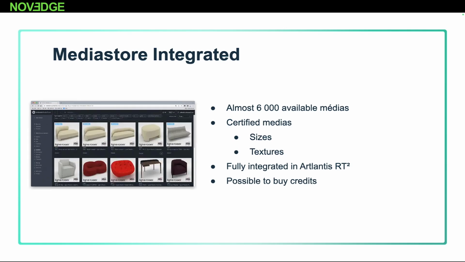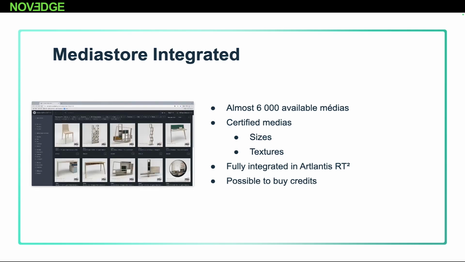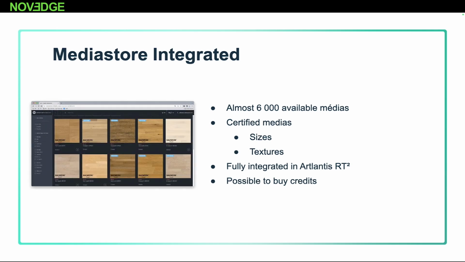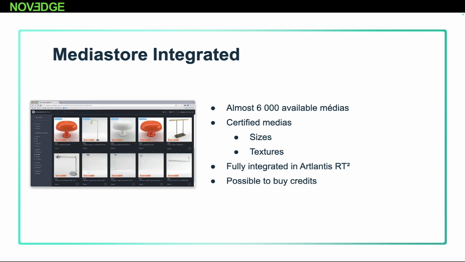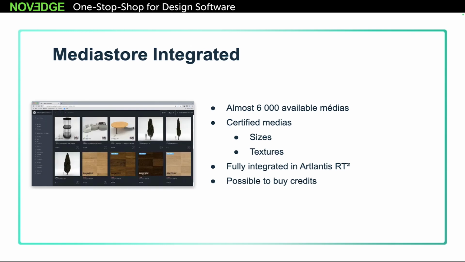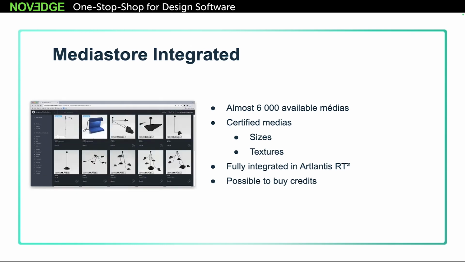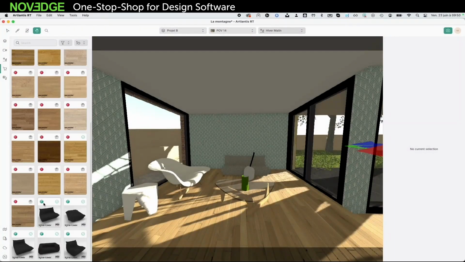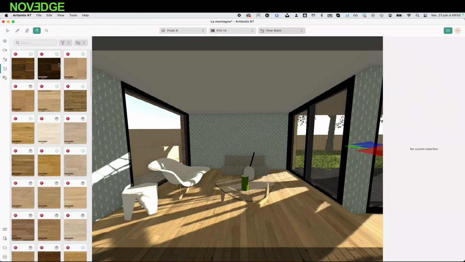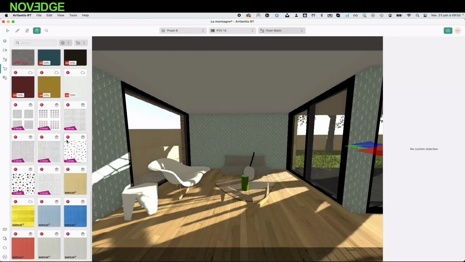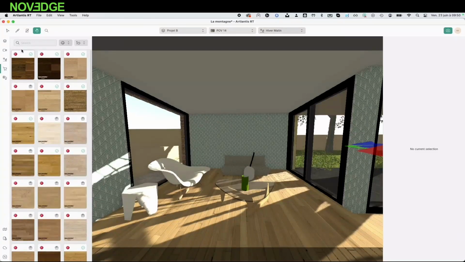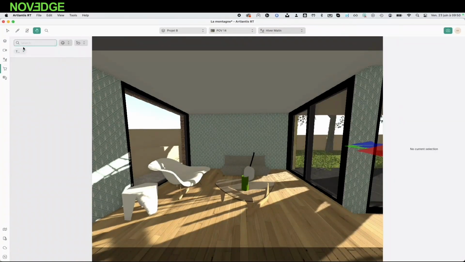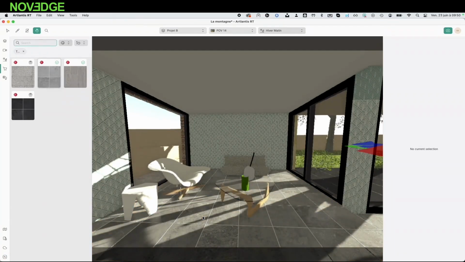We are working with some companies to propose free medias in Artlantis. For instance, you can find Vitra objects and Artemide lights directly in Artlantis Media Store for free. If you want to use a texture, you can navigate through the Media Store directly in Artlantis. For instance, I'm looking for tiles. So instead of searching for them by hand, I can make a search using the search field, and drag and drop the texture once I find it.